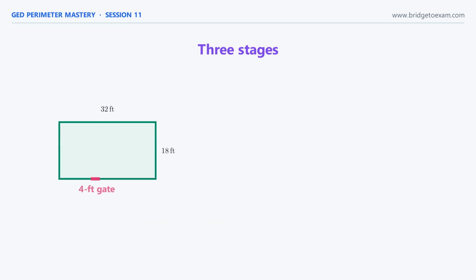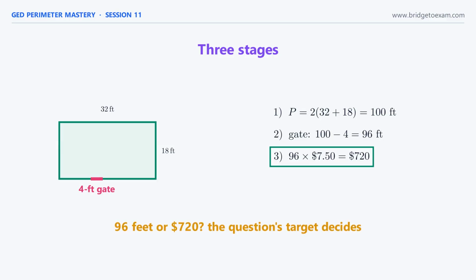Now add an opening. A yard 32 by 18 with a 4-foot gate that needs no fencing. Full boundary first, 100 feet. Subtract the gate, 96 feet. Then the cost, at $7.50 a foot, $720. 3 stages, and the final target decides whether the answer is 96 feet or $720.